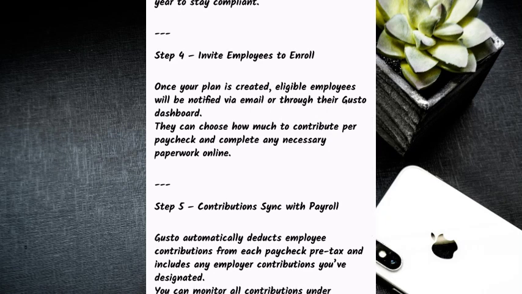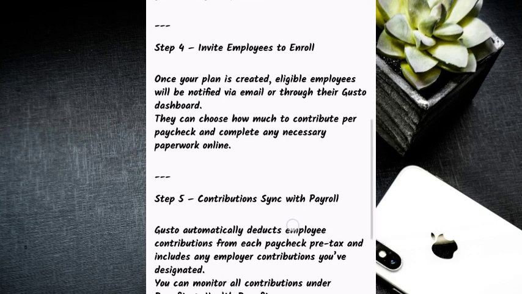Step 5, contribution sync with payroll. Now, Gusto automatically detects employee contributions from each paycheck pre-tax and includes any employer contributions that you've designated. Now, you can monitor all contributions in the benefits section, under health benefits.